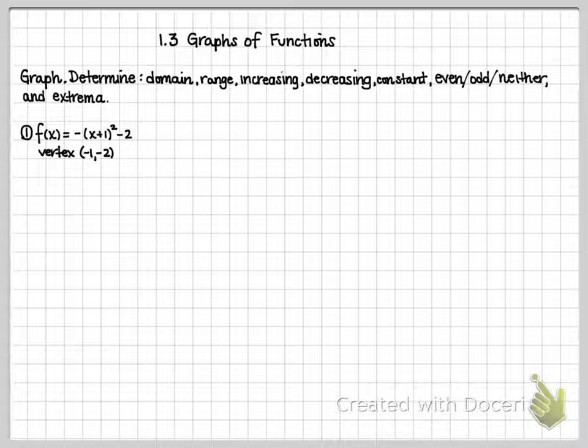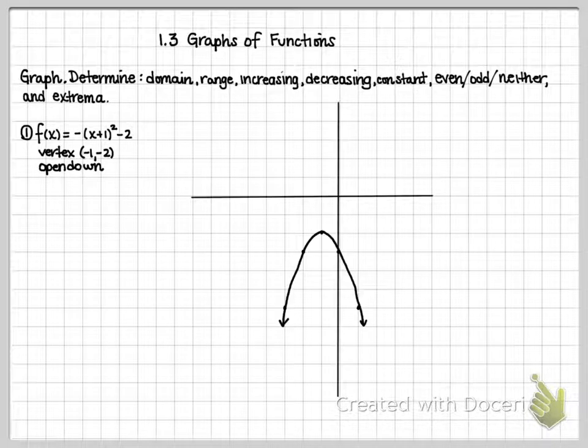I know that this is going to be opening down because of the negative in front, and I know that it's neither going to be compressed nor stretched because the coefficient in the front is just a negative 1. So I'm going to take a second and graph this. Okay, now that I have my sketch of this graph, I should be able to identify everything else.